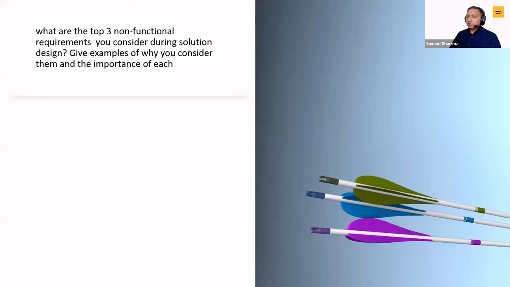So this is again, I think, a very important question, and it's asked in a lot of different interviews in various formats. The question is, what are the top 3 non-functional requirements you consider during a solution design? And give examples like why you consider them and what's the importance of each. So I prioritize several non-functional requirements during solution design to ensure the system is robust, reliable, and meets the user need. The first non-functional requirement which I consider is performance.